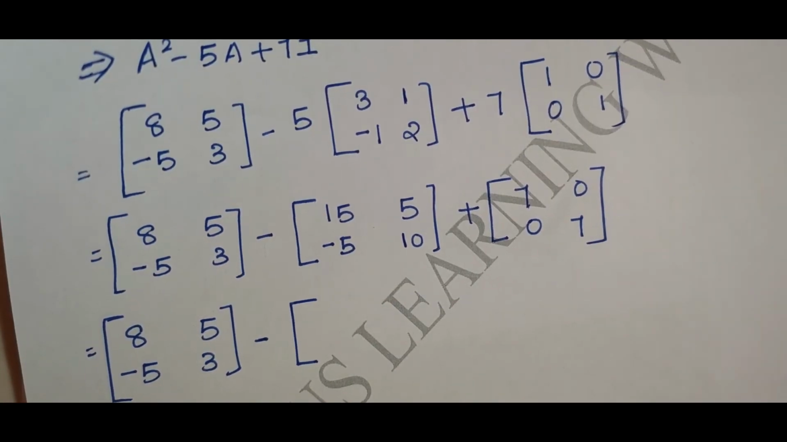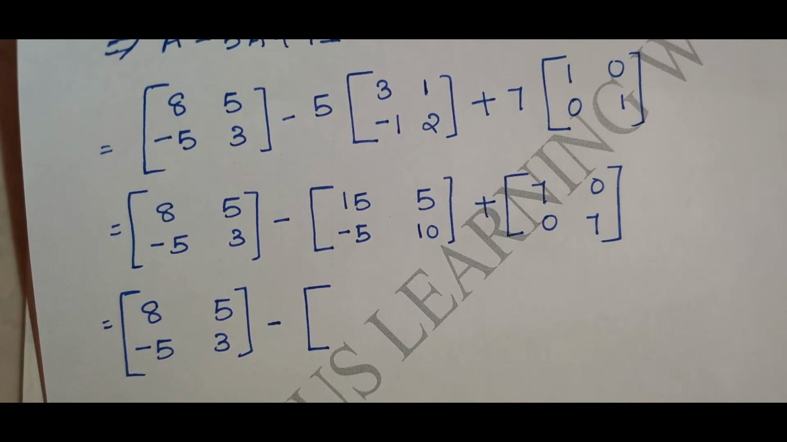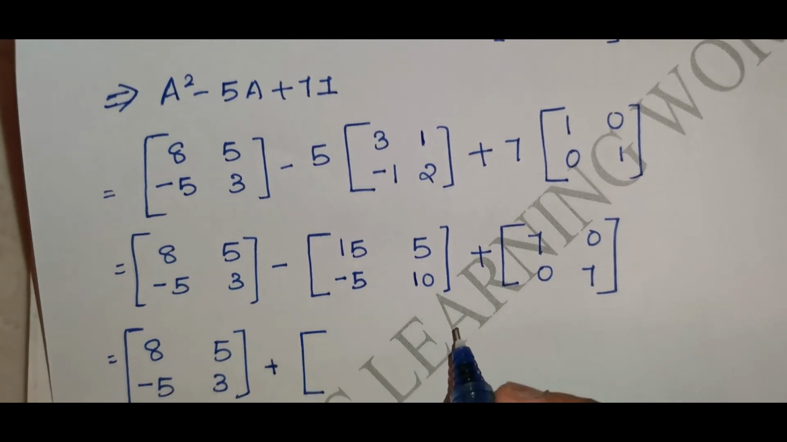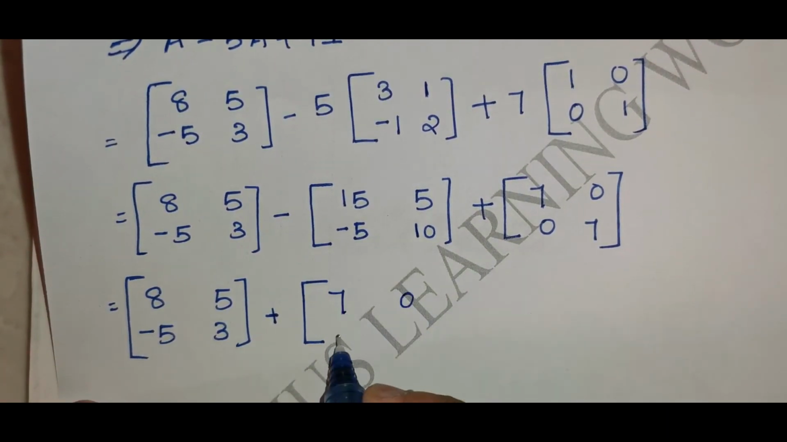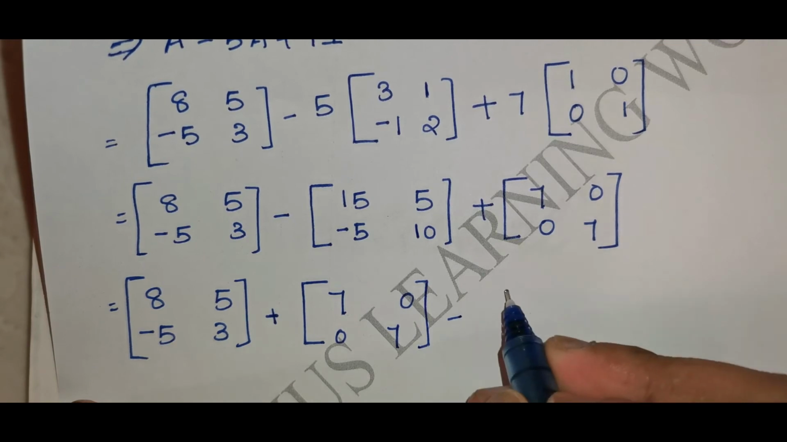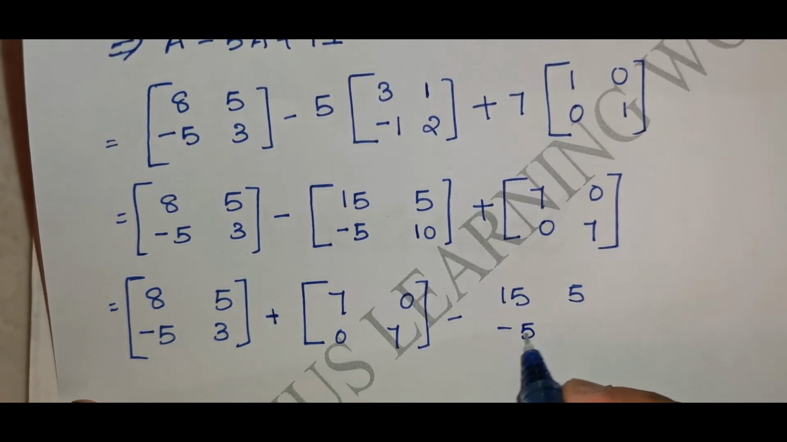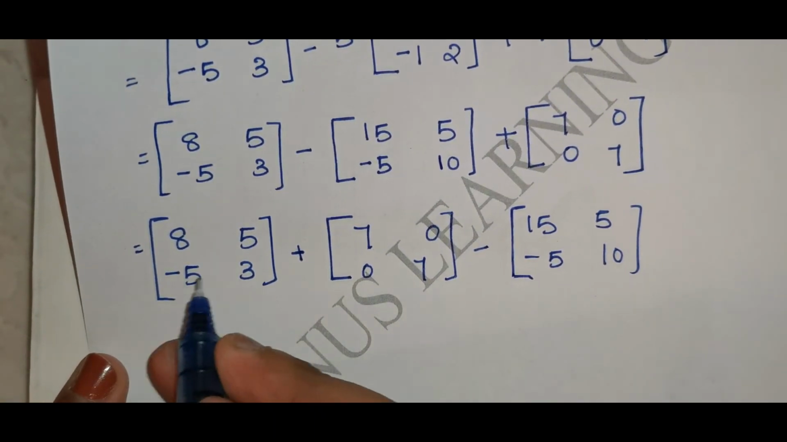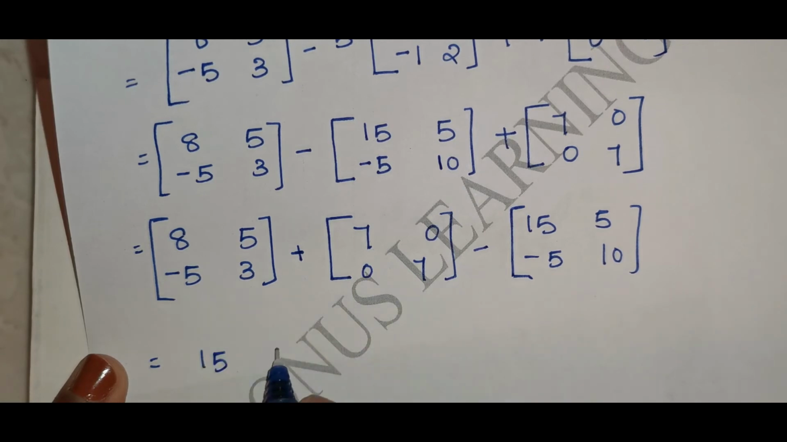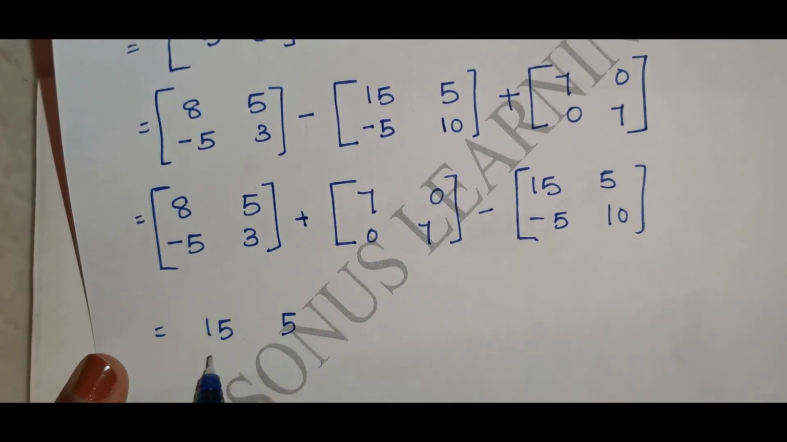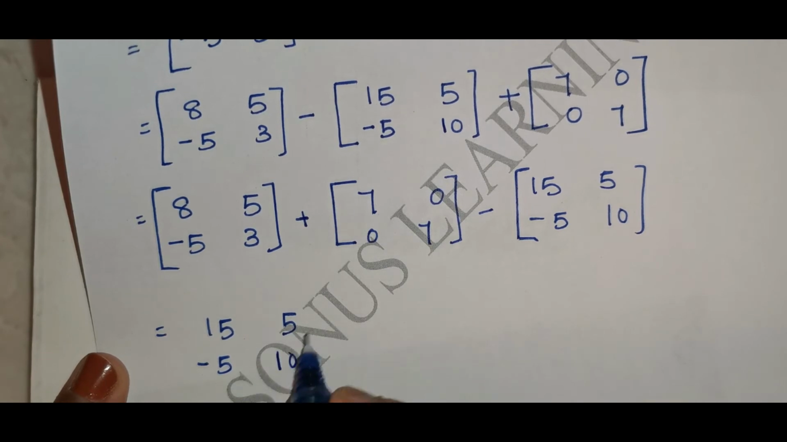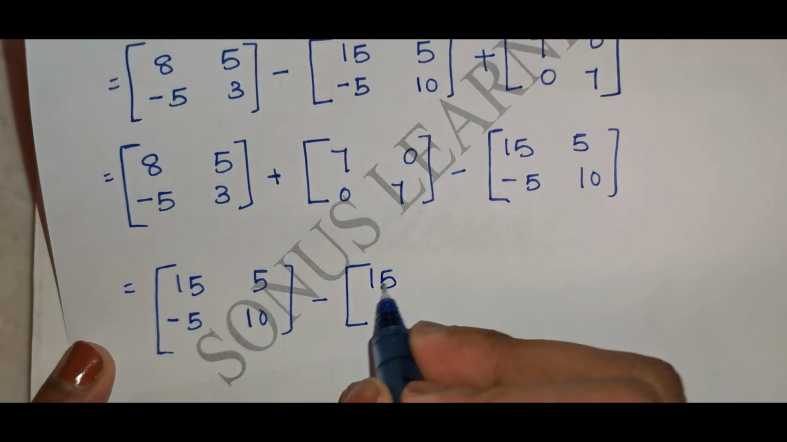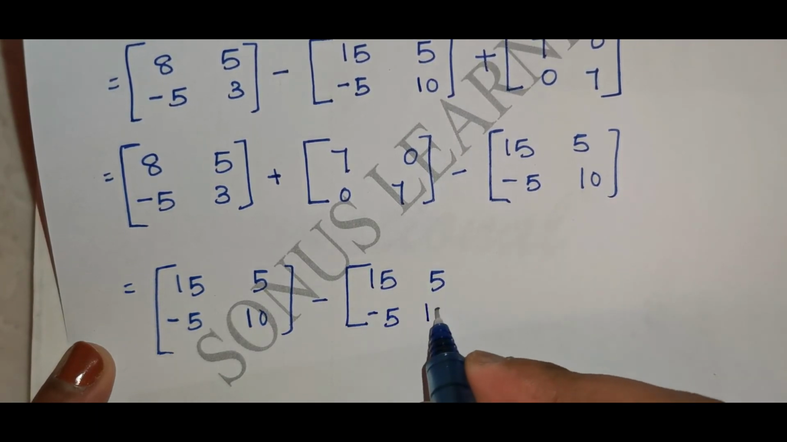Okay, so students, here I am going to add these matrices. I am taking this matrix 7, 0, 0, 7 and minus 15, 5, minus 5, 10. I have arranged them. So here what is my answer? 8 plus 7 is 15, 5 plus 0 is 5, minus 5 plus 0 is minus 5, 7 plus 3 is 10. And what is remaining? Minus 15, 5, minus 5, 10.